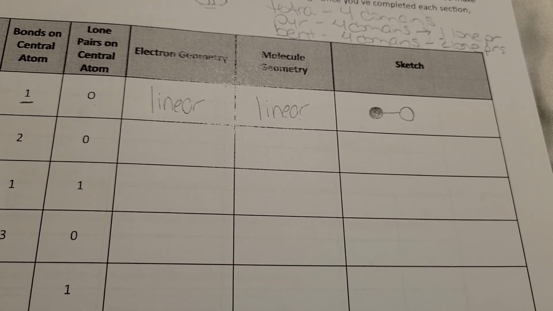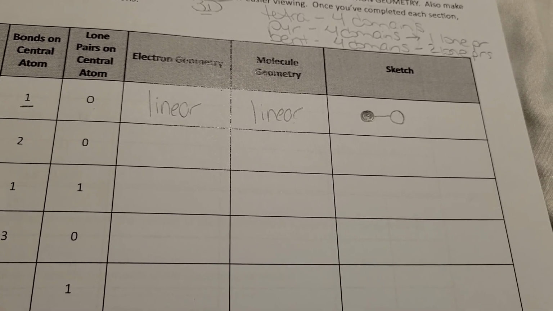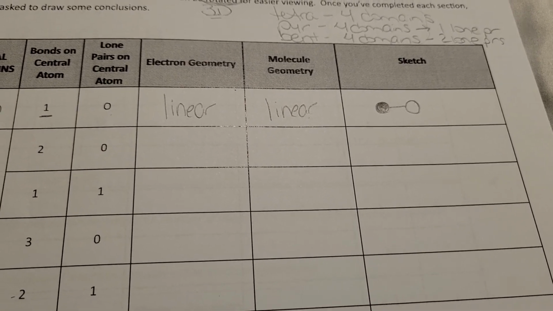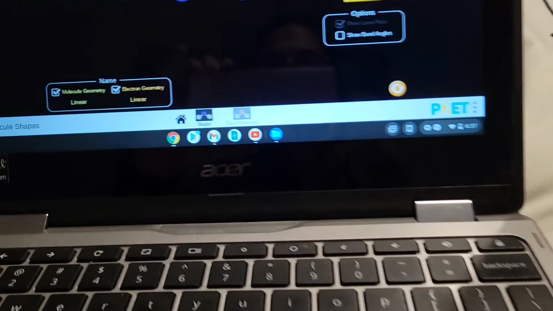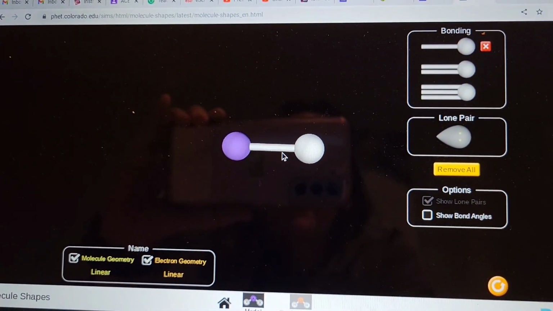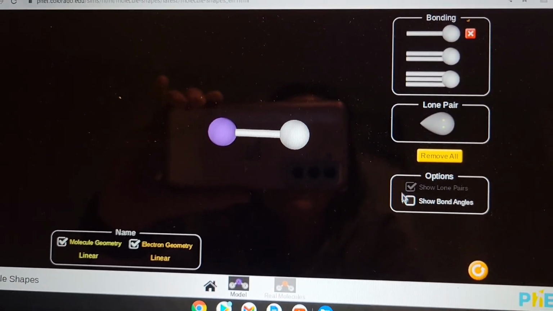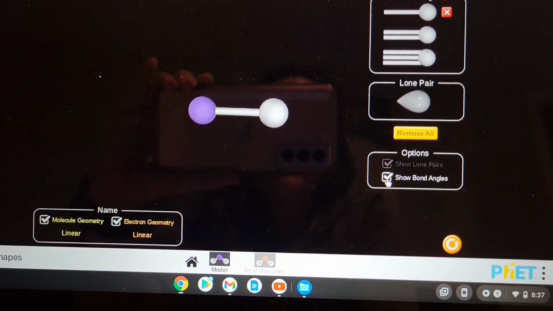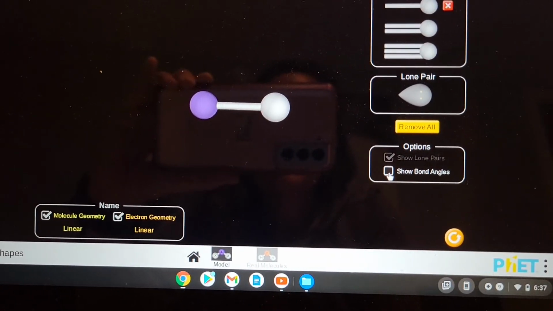Now, something that I'd like you to do that the directions at the top don't necessarily say is if you go back here and click on show bond angle. Oh no, it won't show on this one. Okay, sorry, I don't want you to do that.